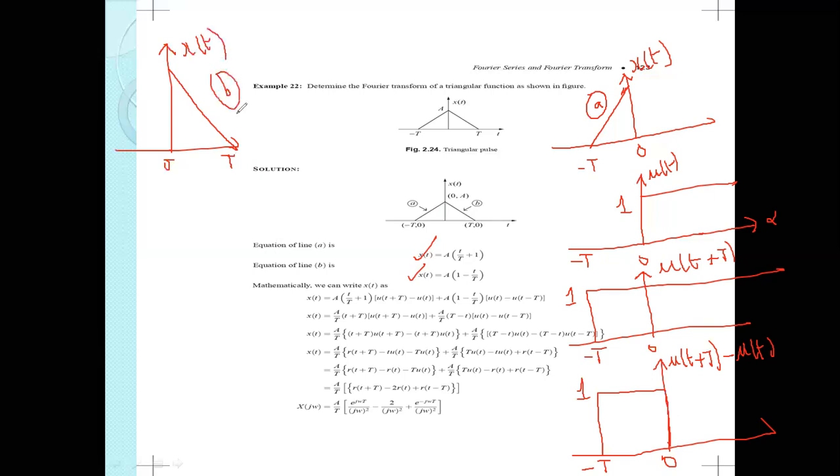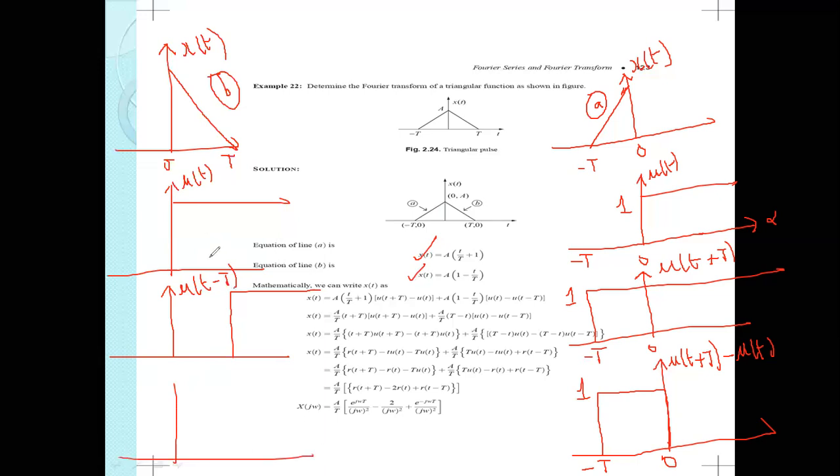The slope b is multiplied with the multiplication factor of the step function. Taking the same u(t) here, I am now shifting it towards the right side by T samples. You get u(t minus capital T).